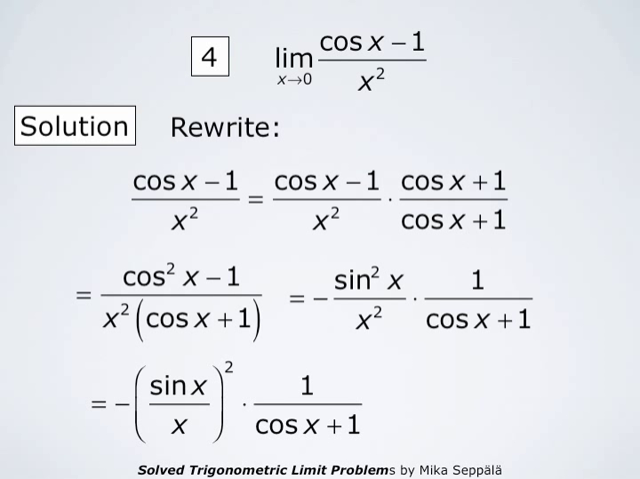Sine of x divided by x approaches 1 as x approaches 0. Cosine of x approaches 1 as well. Therefore, we conclude that the limit of cosine of x minus 1 divided by x squared as x approaches 0 is minus 1/2.